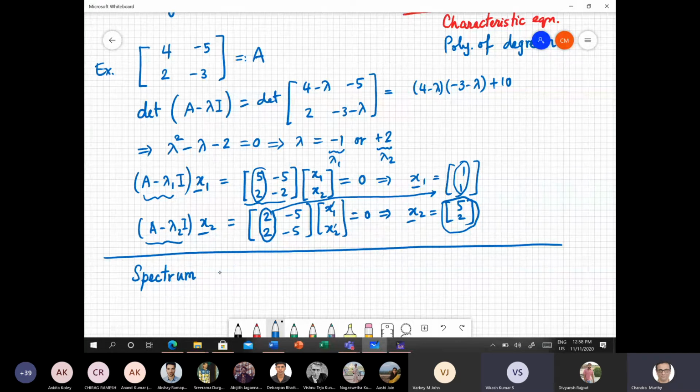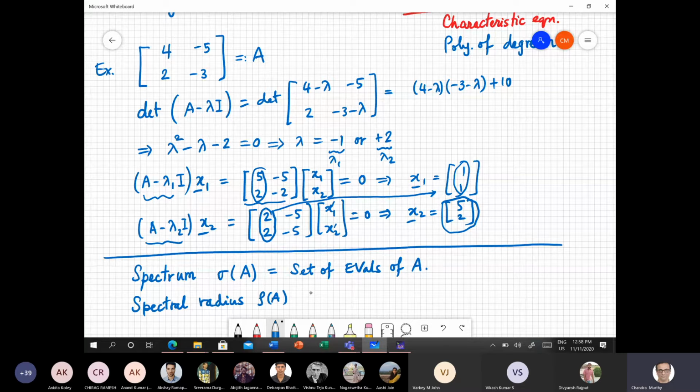So the spectrum of a matrix, sigma of A, is the set of eigenvalues of A. And again, the spectral radius rho of A is the largest magnitude eigenvalue, which is equal to max of mod lambda, where lambda belongs to sigma of A. So this is just writing the spectral radius in terms of sigma of A.